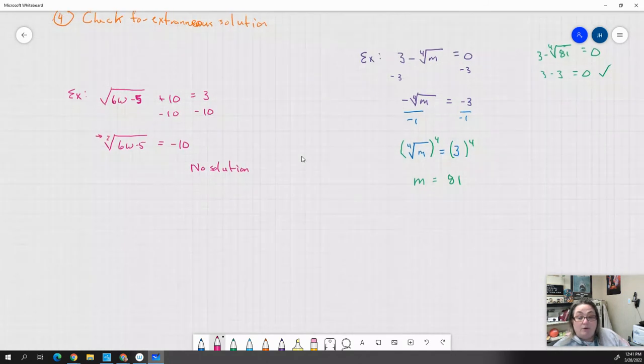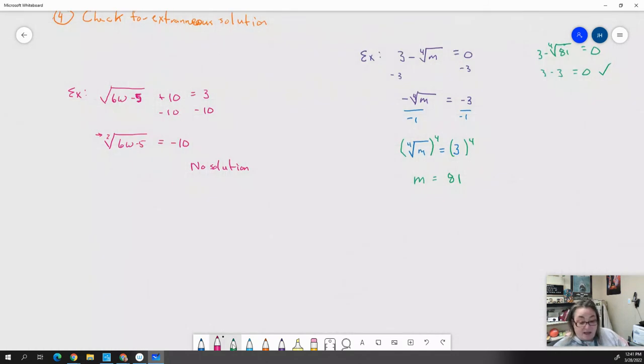Now, when they're all set up like this, they're not all going to have extraneous solutions. Sometimes you'll have something like 10 plus the square root of r plus 7 equals 11, right? We're going to subtract 10 from both sides so that we're left with the square root of r plus 7 equals 1.